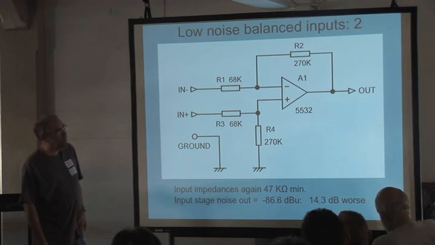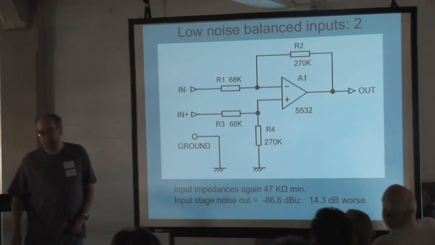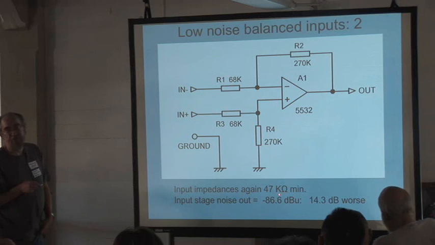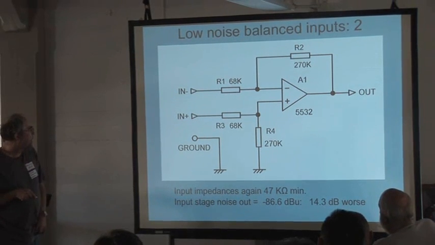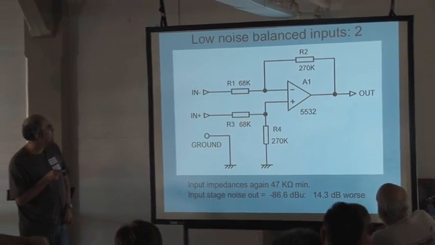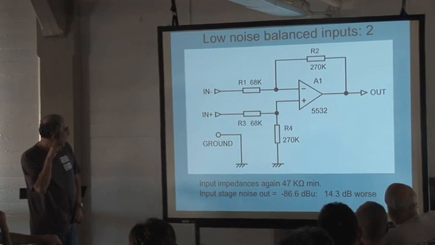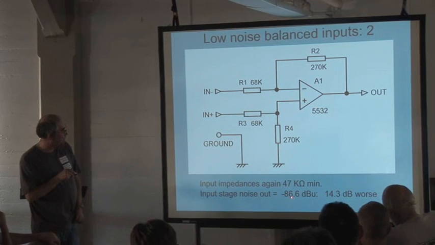Now, supposing you said, well, I don't want to do it in such a complicated way. I just want to have a plain balanced input. Then you'd have to do it like this. Assuming your input impedance was going to be the same at about 47K as a minimum, then you've got to use 68K resistors here, 270K resistors here to get the gain of 12 dBs. And the noise output is minus 86.6.